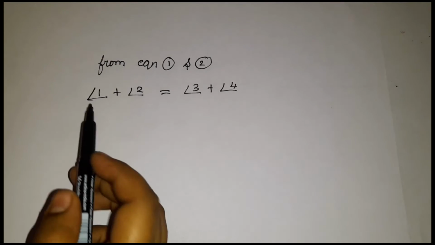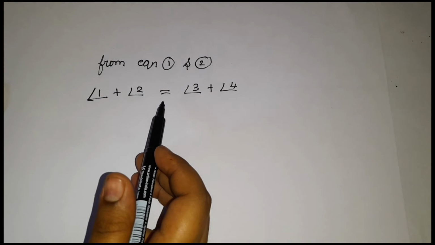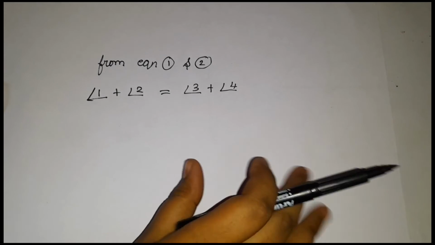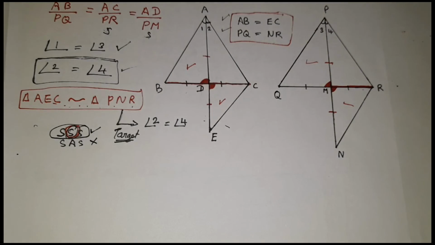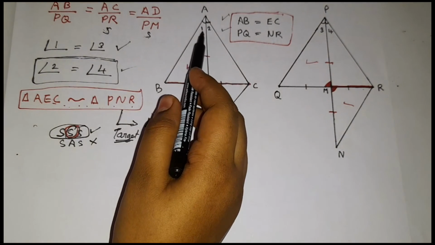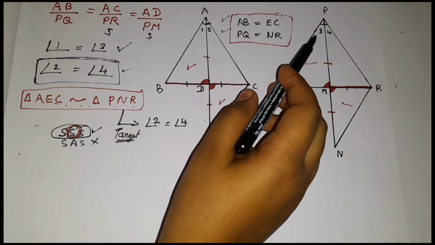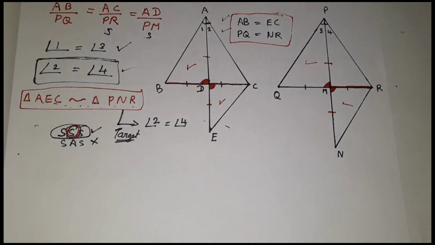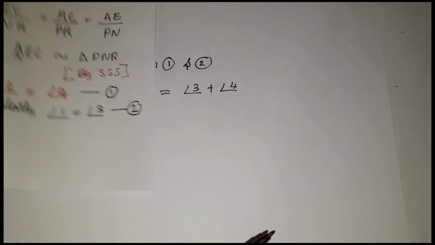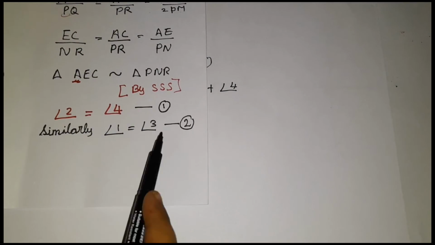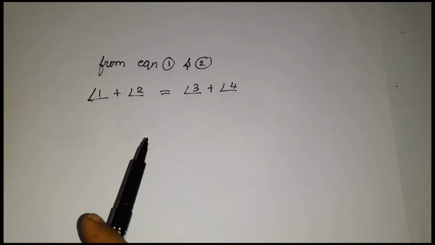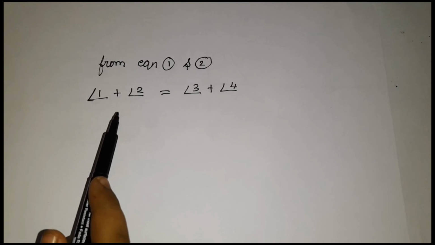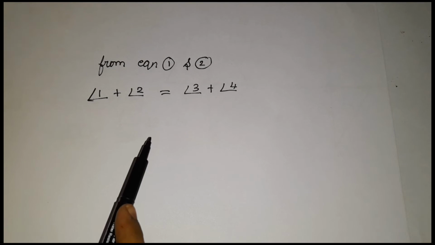So why did I write angle 1 plus angle 2 is equal to angle 3 plus angle 4? Because here I am just adding these two angles, that is angle 1 plus angle 2 and angle 3 plus angle 4, from equation number 1 and 2. Of course, you know what equation number 1 is. This is equation number 1 and this is equation number 2. So what is the purpose of adding angle 1 plus angle 2?